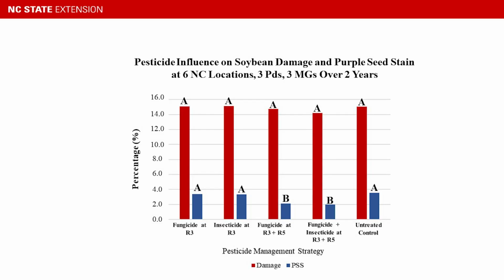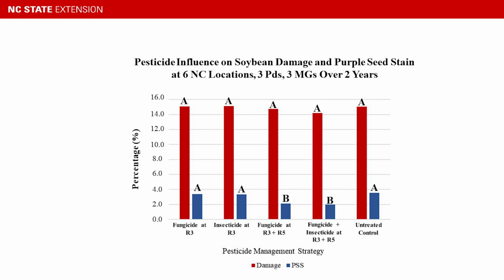So we looked at a variety of pest management regimes. I'll orient you here. The red lines are damaged. So remember, we quantify damaged seed and purple seed stain differently. The blue lines are purple seed stain. This is the percentage of damage on the y-axis. Okay, this is in 6 locations with 3 planting dates within each location, with 3 maturity groups within each planting date over 2 years. This is a lot of data, a lot.